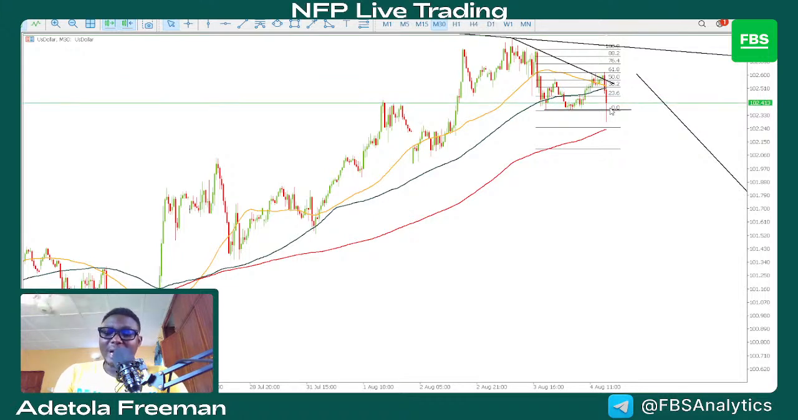Beautiful. Like I told you, if the NFP comes out lower than expected, it simply means that the dollar is weaker. The unemployment rate came out pretty much as expected. Average hourly earnings is the same as last month, but NFP, the non-farm payrolls, is weaker than expected. So we can naturally expect that the dollar is going to be weaker.